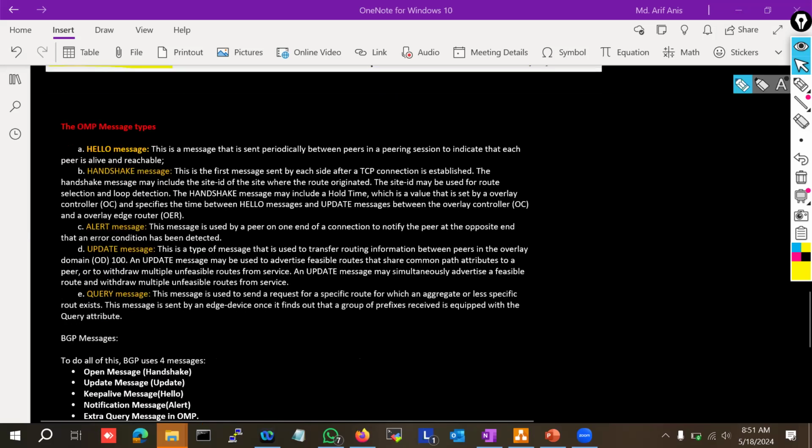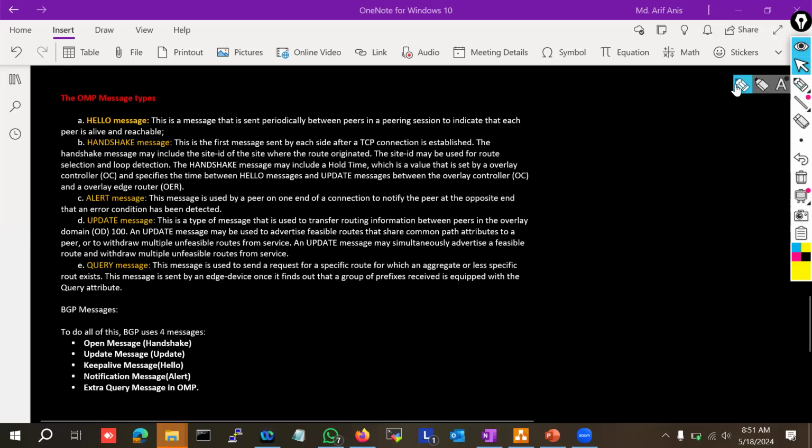And like BGP, it shares some messages, so I have compared it to BGP. In BGP, we have four messages. First, the open message: after TCP handshake establishment, the first BGP packet sent is the open message. Here it sends the handshake message. The handshake message is the first message sent by each side after the connection is established, and it shares all the routing attributes. Another message is the update message.